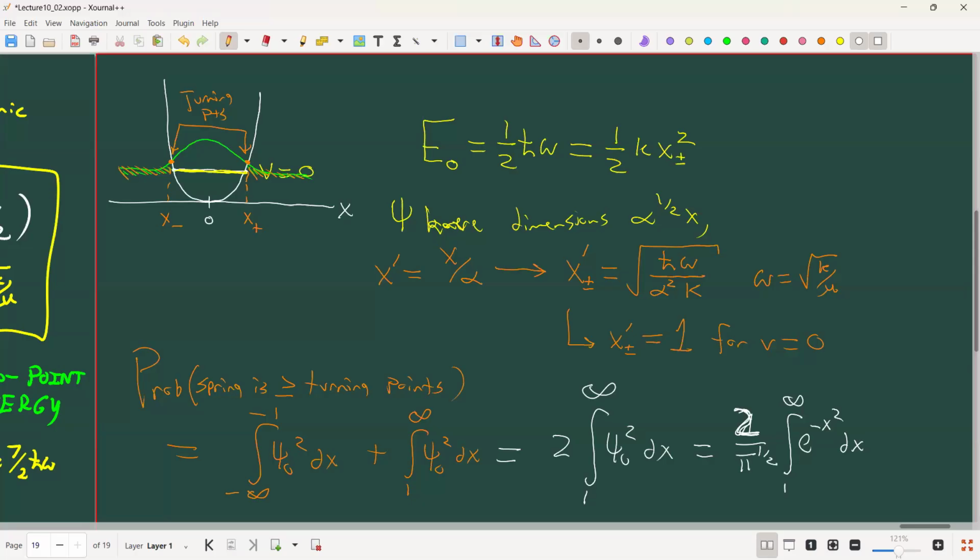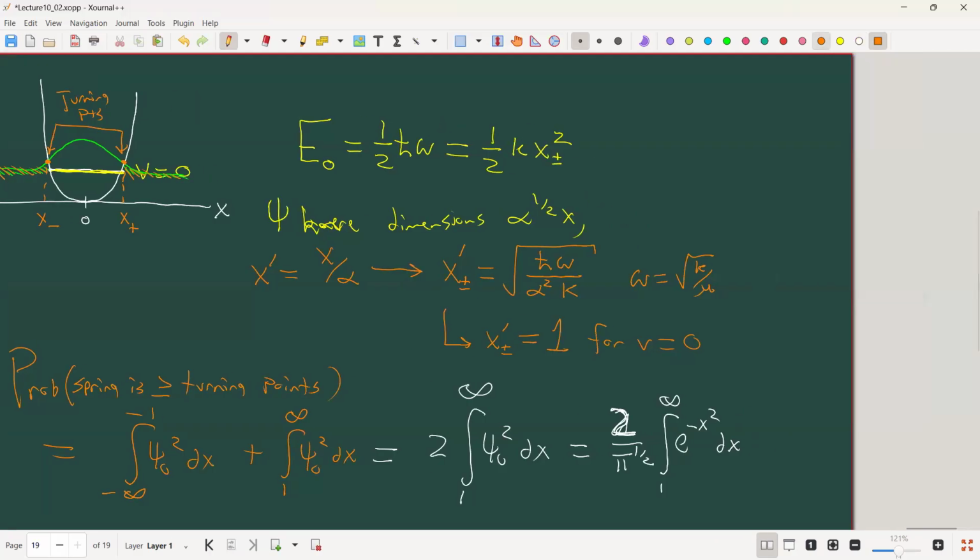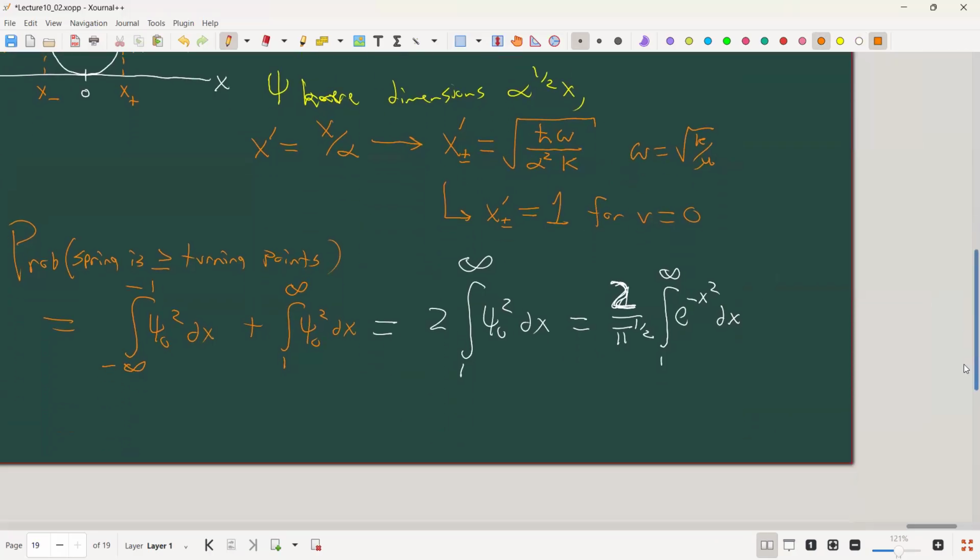It's what's called the error function. So a special function in engineering and science. I'll write it down here. The function, the integral from x to infinity of e to the minus y squared dy, is called the error function, ERF of x. Right? It's a special function.